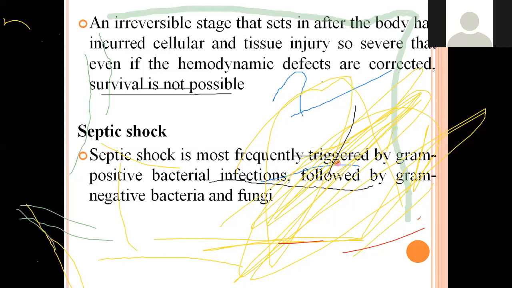Then the last phase is the irreversible stage. This sets in after the body has incurred cellular and tissue injury so severe that even after the hemodynamic defects are corrected, survival is not possible. This stage is irreversible because there is cellular and tissue injury that has been sustained.